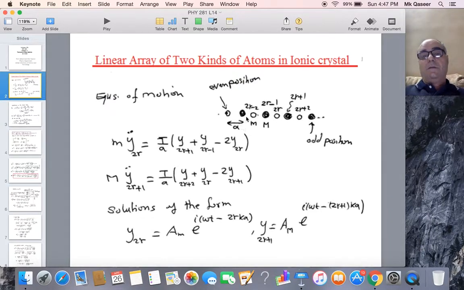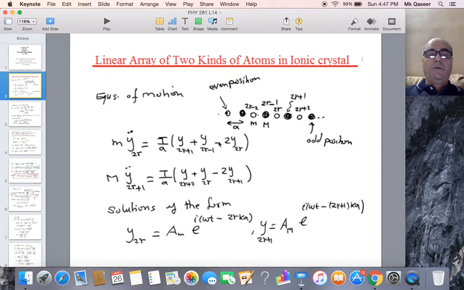The separation between two adjacent atoms is a. This is the equilibrium separation. Now the equation of motion for the small mass m. The small mass m interacts with the nearest neighbor atoms, this big M and this one to the left. So as we know from a previous lecture, the equation of motion is given by this.